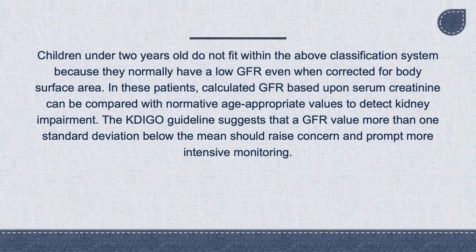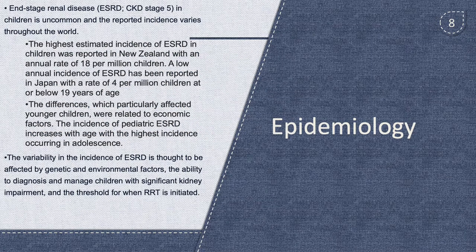It is important to note, however, that children under 2 years old do not fit within the above classification system because they normally have a low GFR even when corrected for body surface area. In these patients, calculated GFR based upon serum creatinine can be compared with normative age-appropriate values to detect kidney impairment. The guideline suggests that a GFR value of more than one standard deviation below the mean should raise concern and prompt more intensive monitoring. We will now look at the epidemiology of CKD.